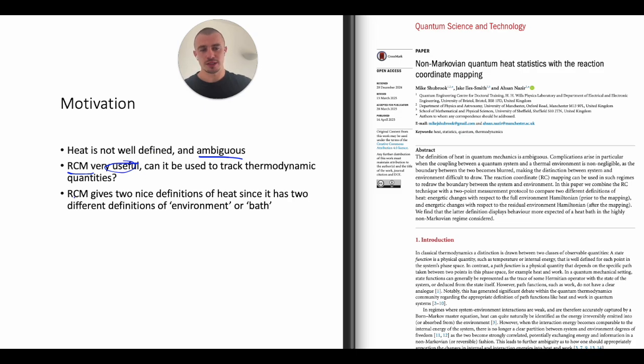And the reason why this is a particularly nice thing to do is that the reaction coordinate mapping gives us quite naturally two different definitions of heat that we can test. And that's because heat is usually going to be defined as some sort of energy transfer with an environment or a bath. And the reaction coordinate mapping gives us two possible definitions of the environment or the bath. So those two definitions of heat come quite naturally from the two different definitions of environment or bath.